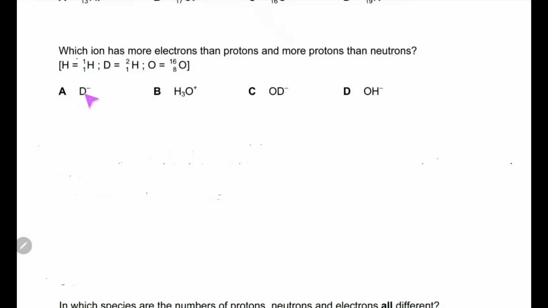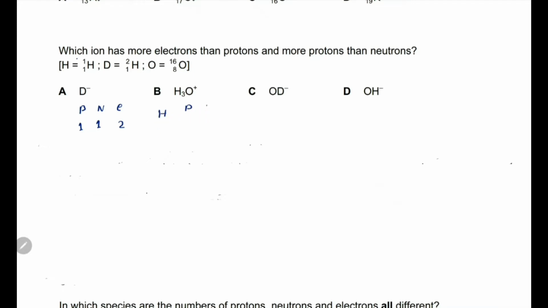Starting with deuterium: deuterium has an atomic number of 1, so there is 1 proton in deuterium, and the neutron count is 1. How? 2 minus 1 becomes 1. And for electrons, deuterium has its own 1 electron and another electron gained by it, so a total of 2 electrons in the deuterium ion. Now coming towards choice B, starting with hydrogen.